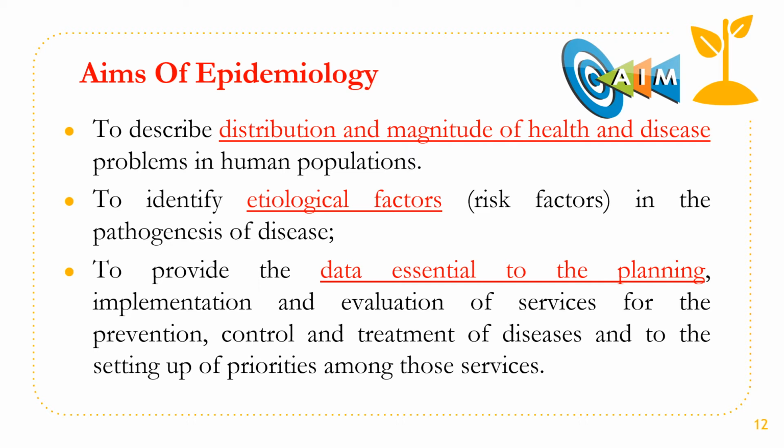So the first aim is to describe distribution and magnitude of health problems. Then finding the etiological factor. Then after collecting the etiological factor, it's like collecting the data essential for planning. So whatever data you have collected, you have to give it to the government so that the government will plan better healthcare delivery services.